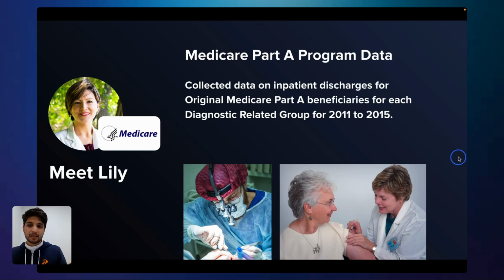As part of this program, Lily has been collecting data all the way from 2011 to 2015. This is specifically data related to the inpatient discharges for every diagnostic related group in each hospital. So she's basically been collecting discharge data for each type of diagnosis, all the way from lung transplants to joint replacements to heart disease to renal failure. She's collected data on each of these diagnostic related groups for each hospital for 2011, 2012, 2013, 2014, and 2015.